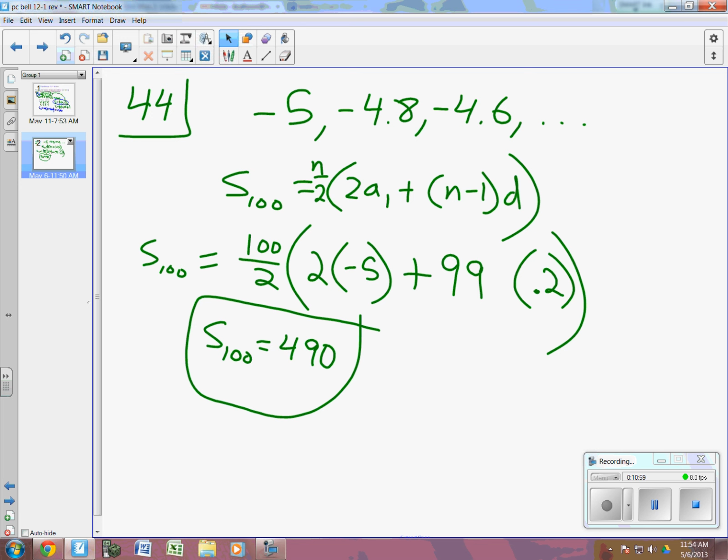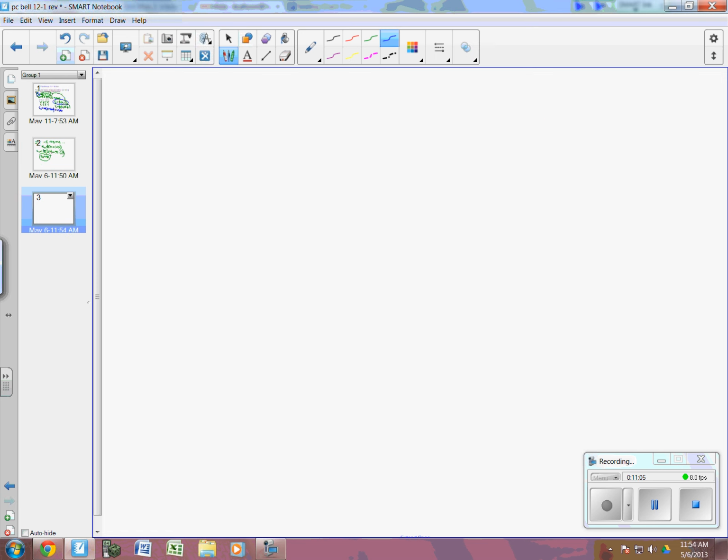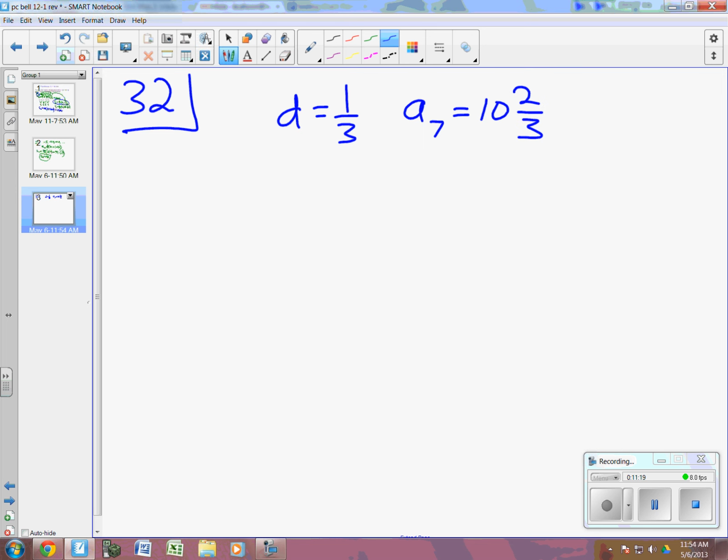Sydney. 32. What does 32 say? And it wants to know a sub 1. Okay, so it wants us to find a sub 1. Do we know n? What's n, you guys? 7. How do we know that? Because it says a sub 7 right there. Find the 7th term. That's the 7th term, right? So, and it wants us to find a sub 1.